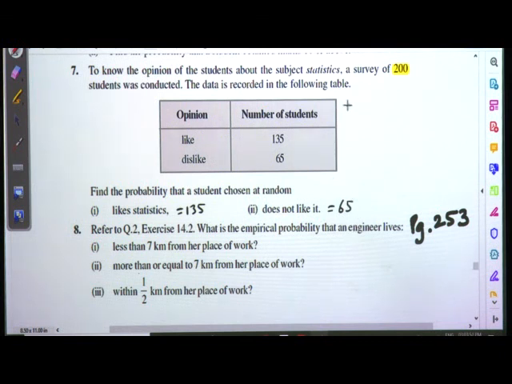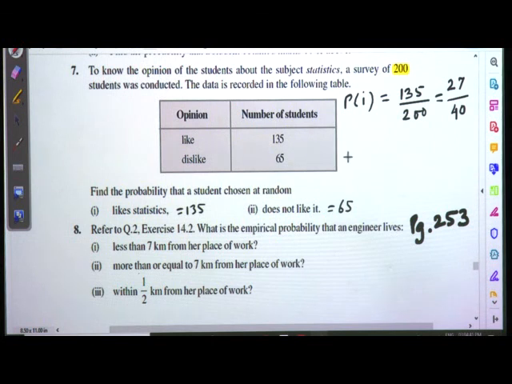Now we want to find the probability. Probability of the first event. What is that first event? Likes statistics. Probability of the event likes statistics. So 135 upon 200. We can cancel by 5. 5 2s are 10. It remains 35. 5 7s are 35. And this is 5 4s are 20. Actually it is not 20, it is 200. So 1 0 we have attached.